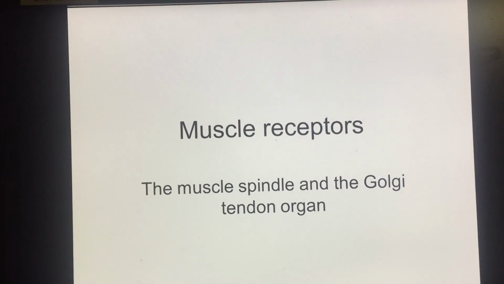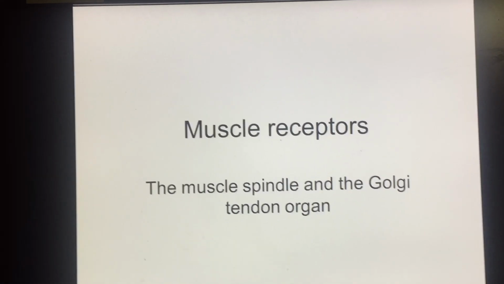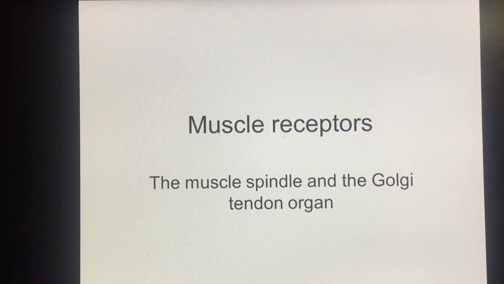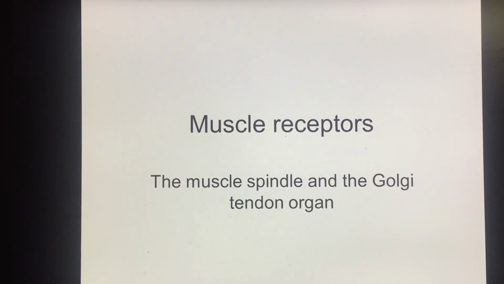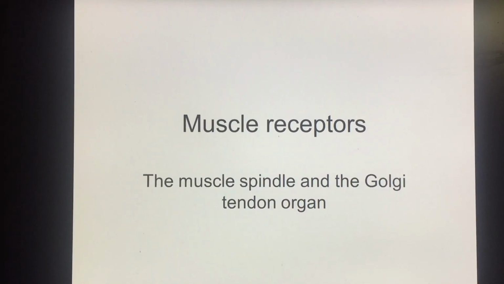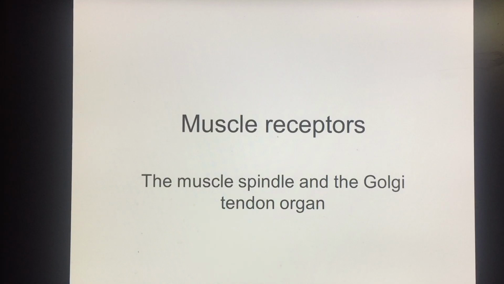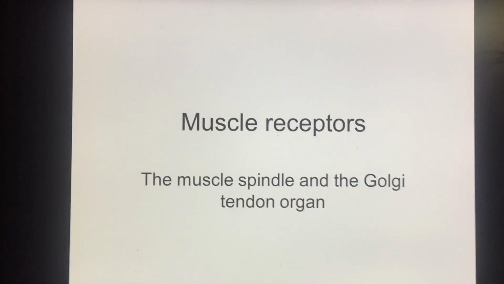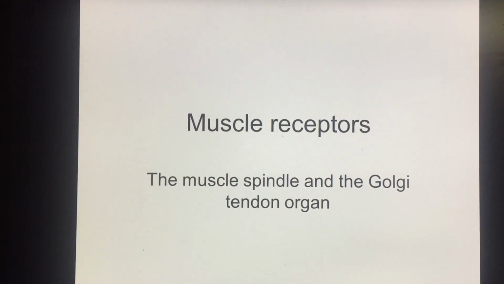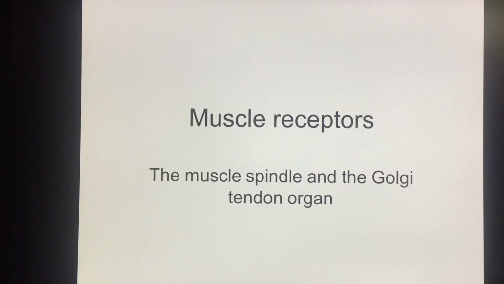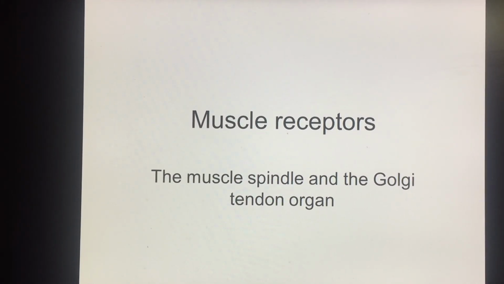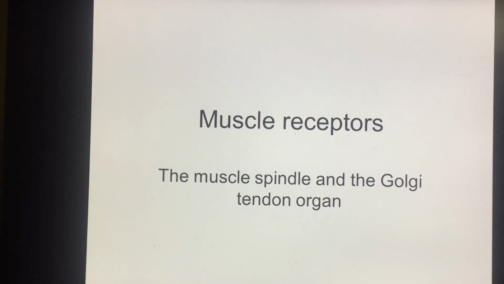So this is part 2 of your KIN 225 lecture for Wednesday, February 10th. In this part of the lecture, I'm going to introduce the concept of these muscle receptors. One is called the muscle spindle, and the other one is called the Golgi tendon organ. And each of these receptors will send input back to the spinal cord to affect the motor neuron that innervates that muscle.